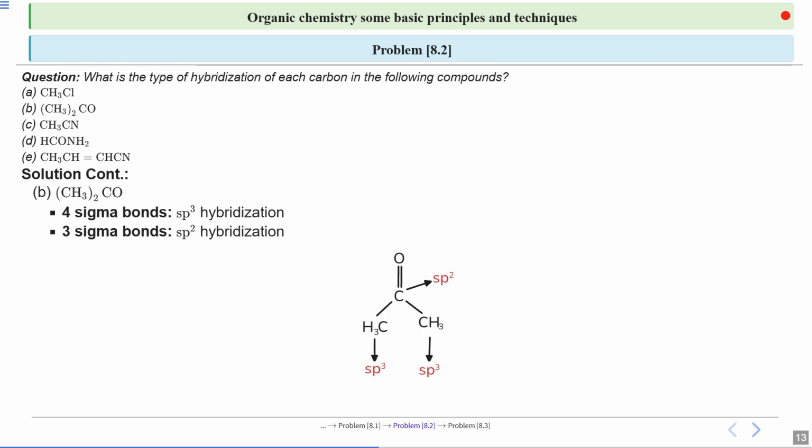How can we represent it in the diagram? Here is a diagram. You can see that the carbon which is attached to oxygen has 3 sigma bonds and 1 pi bond. Therefore, the hybridization will be sp2. Whereas the 2 methyl groups on either side have 4 sigma bonds, one coming from the carbon-carbon bond and the other 3 coming between the hydrogen and carbon. Therefore, the hybridization for both of these will be sp3. I hope this is clear to you.